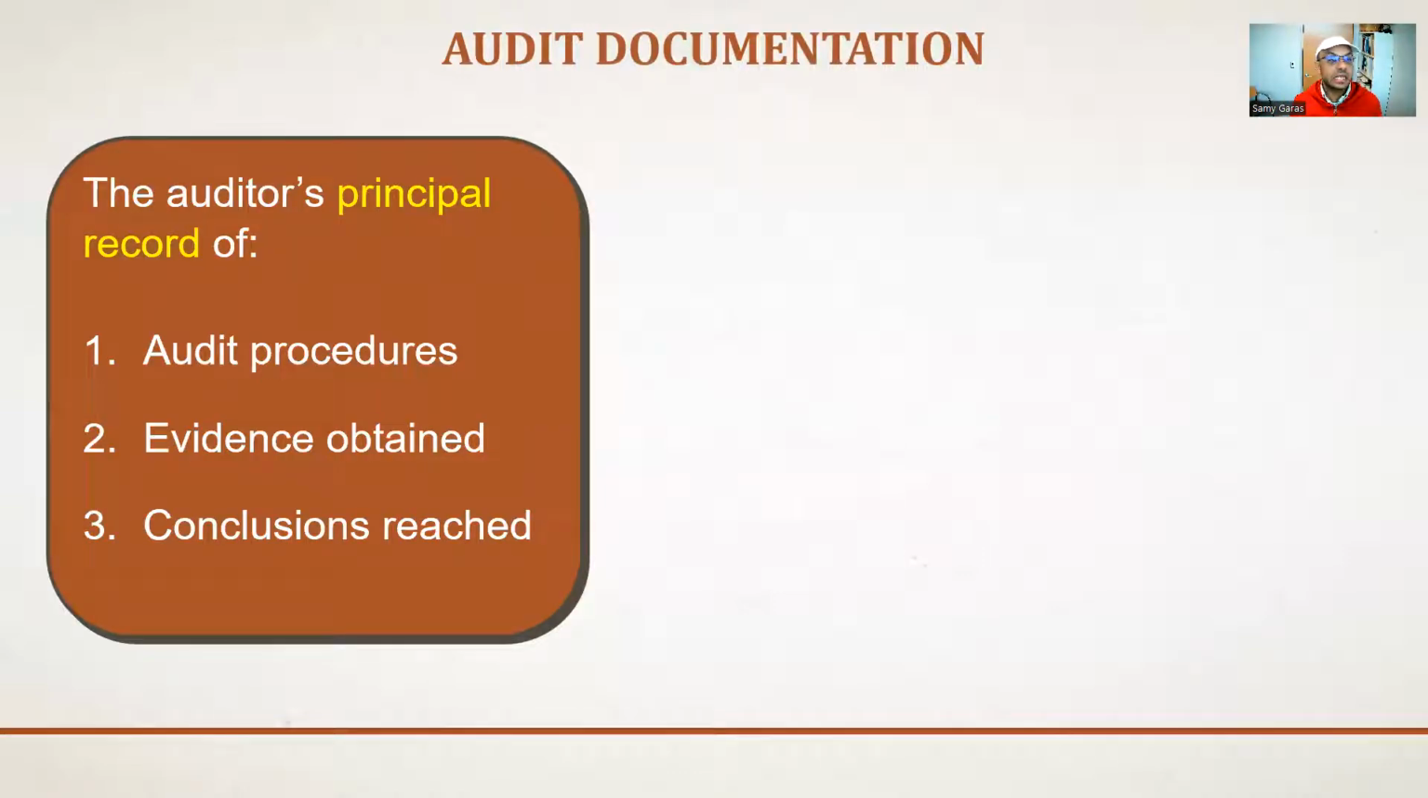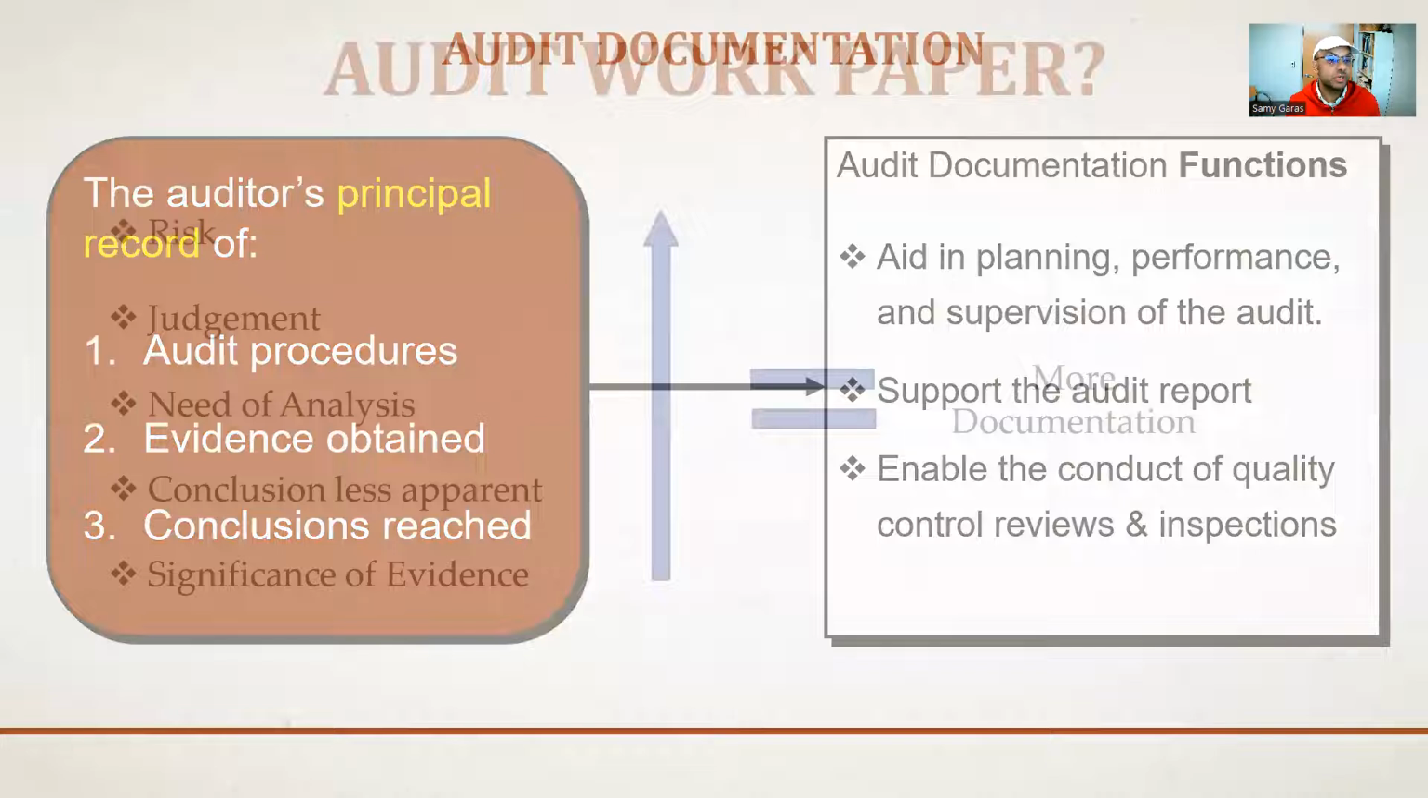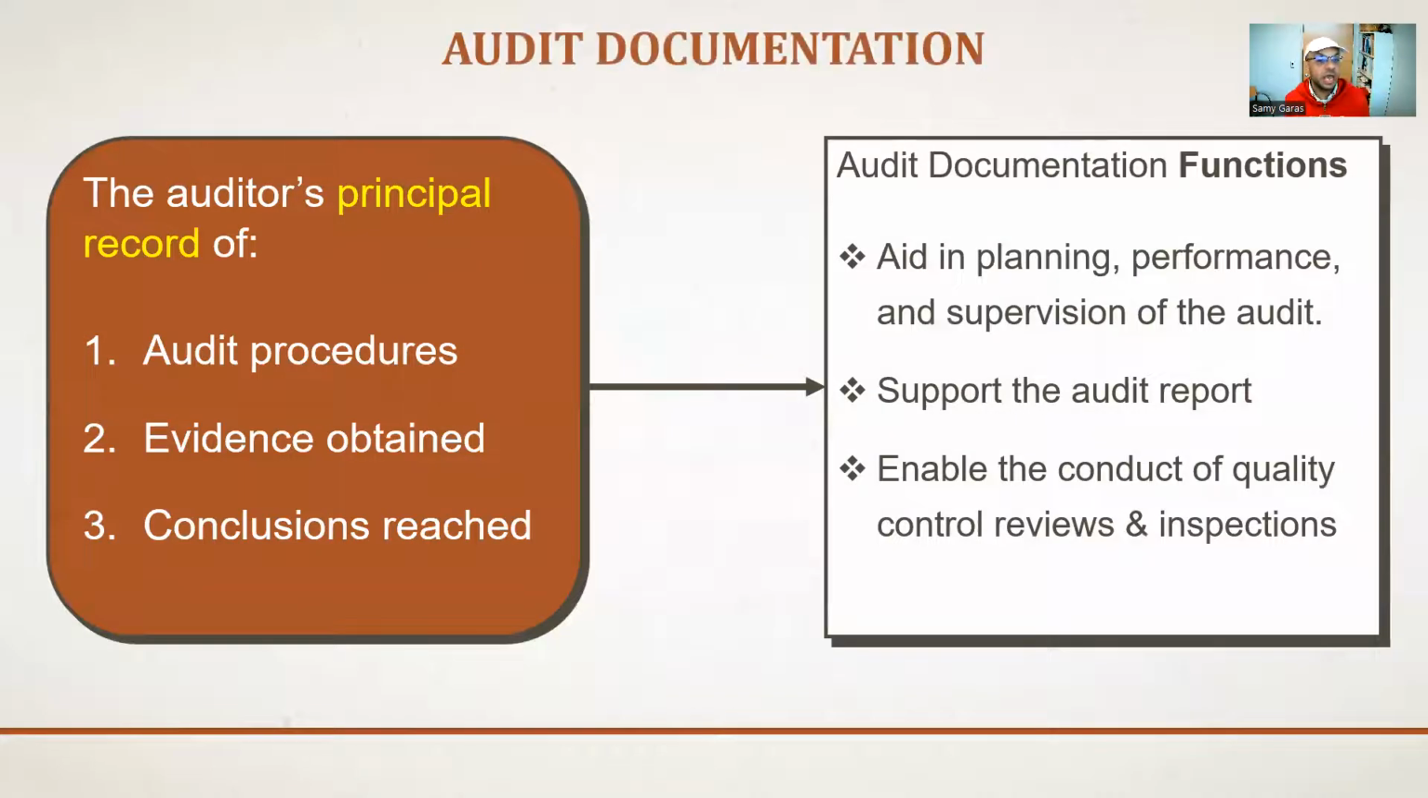They work as a key principal record for all the audit procedures, the evidence collected, and the conclusion reached. The functions of the audit documentation are that they help in planning the audit and in supervision. They also support the audit report. So if the client or any investigation authority comes and asks the auditor about the opinion, the audit documentation will be evidence for the reason of the audit opinion that has been issued by the auditor.